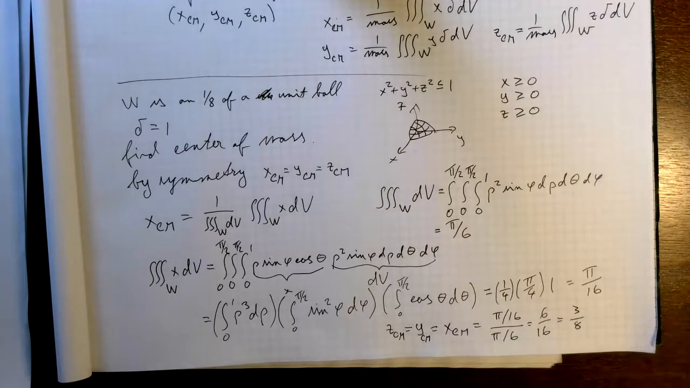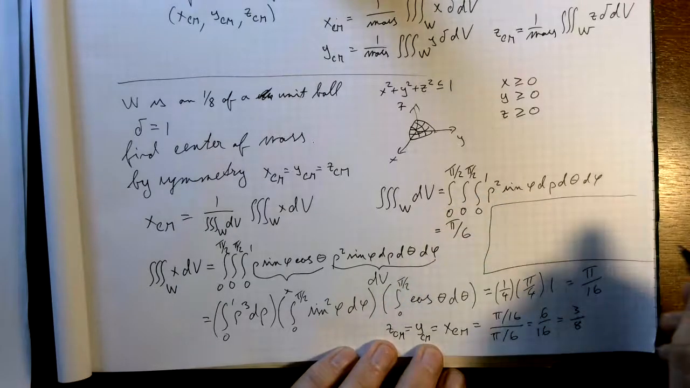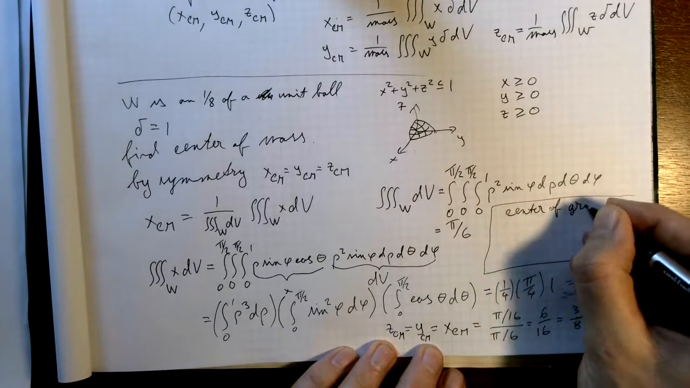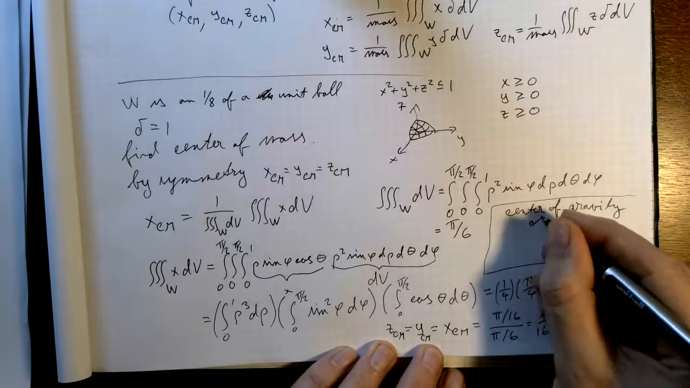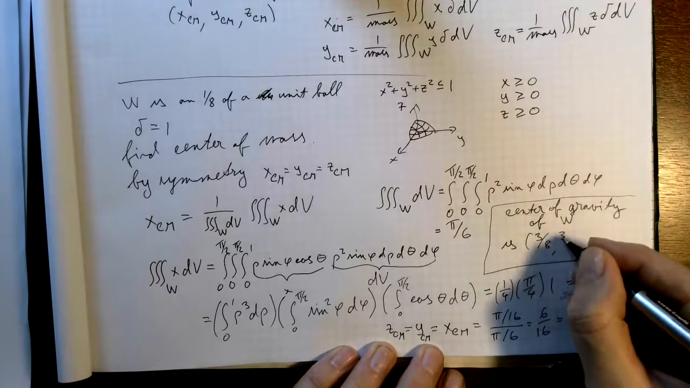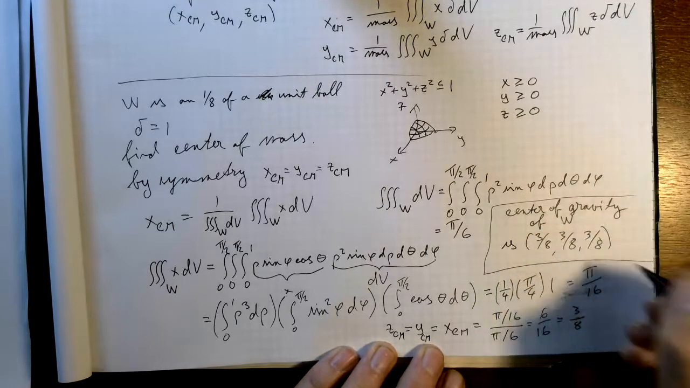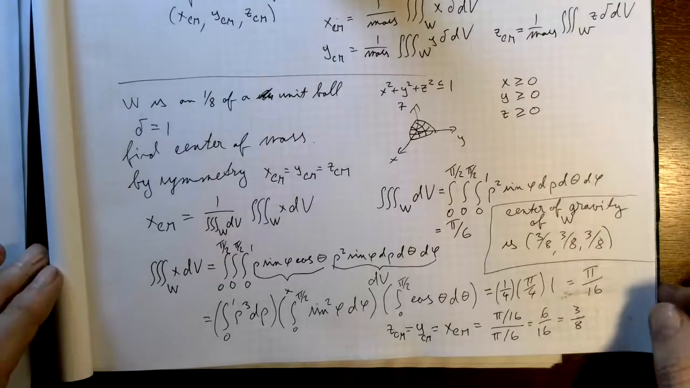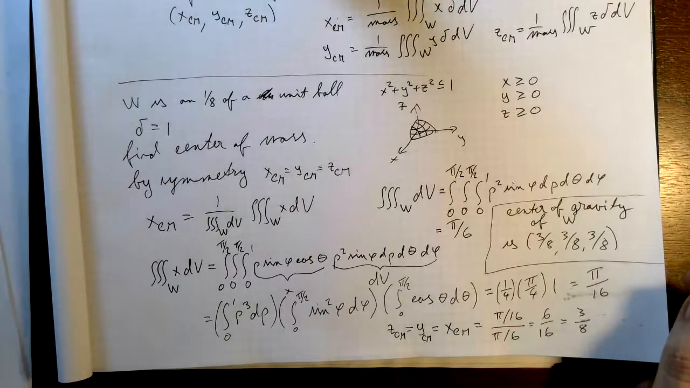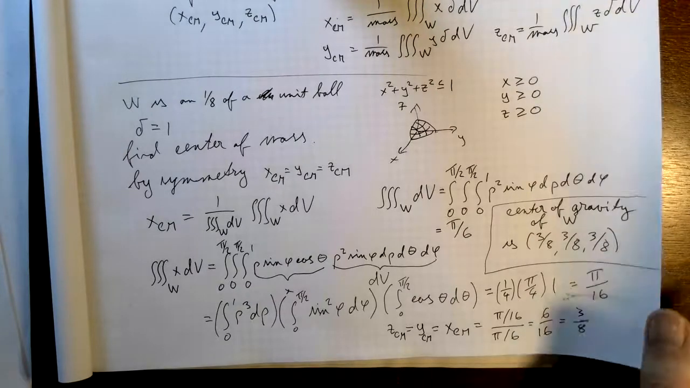So the center of gravity of W is 3/8. That's the center of mass.